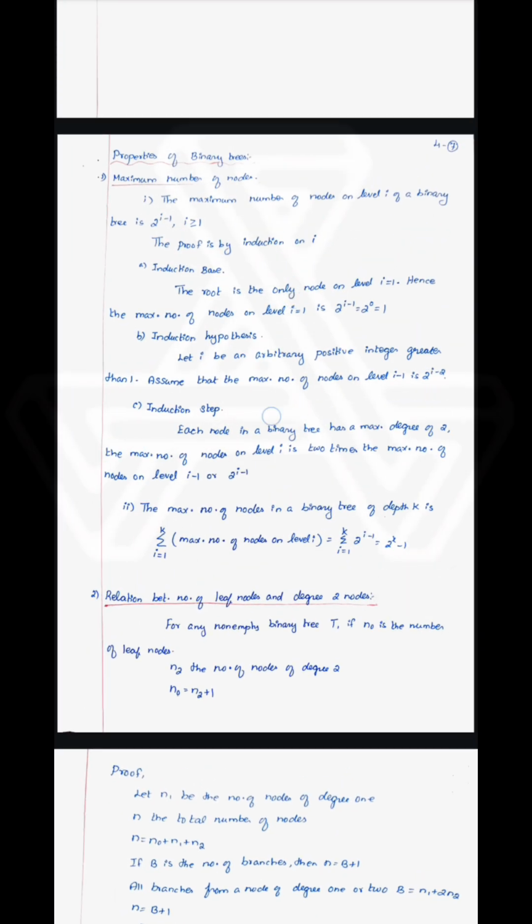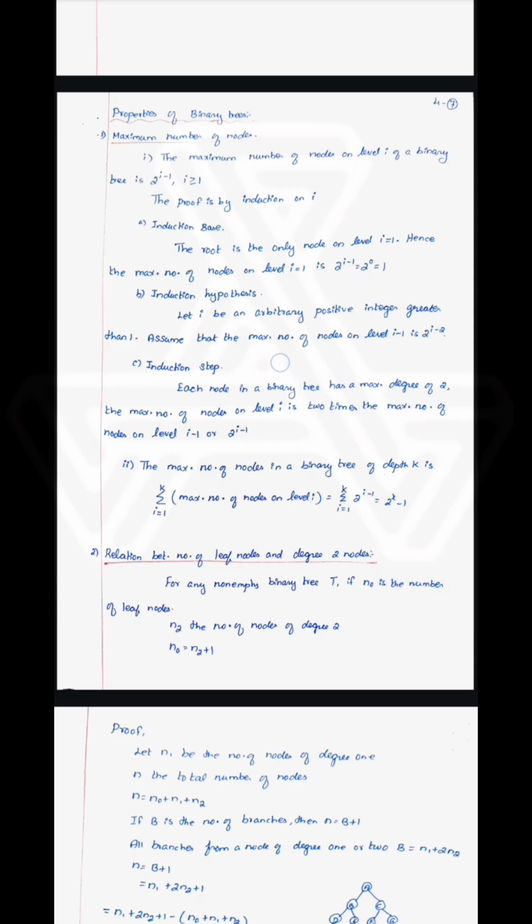Induction hypothesis: let i be an arbitrary positive integer greater than 1. Assume that the maximum number of nodes on level i minus 1 is 2 power i minus 2. Induction basis: the root is the only node on level i equals 1, so the maximum number of nodes is 2 power 0, that is 1.